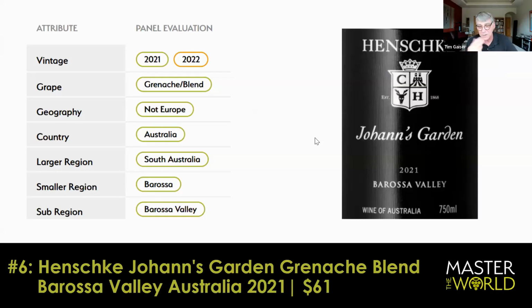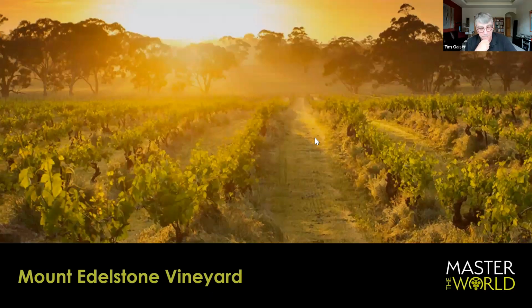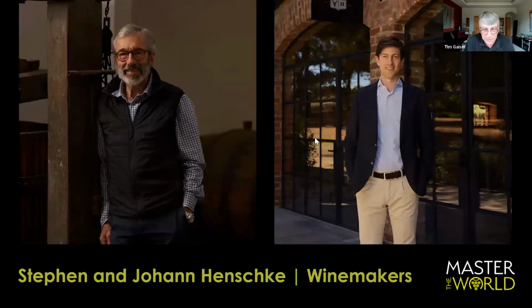So this is a Grenache blend. In this particular vintage, sometimes there's Mataro, Mourvedre and Syrah, but this is 90% Grenache in this vintage and 10% Mataro, which is their word for Mourvedre. And the vineyards here are 75 to 110 years old. And that's the Mount Edelstone Vineyard, which is where their best Shiraz comes from. It's in Eden Valley. Stephen Henschke is a master of tannin management.